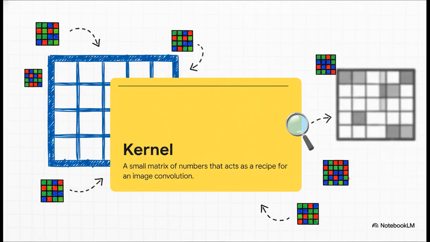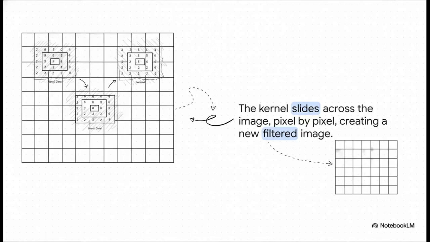It's something called a kernel. And a kernel is just a tiny little grid of numbers, usually a 3x3 grid. It acts like a blueprint. It tells the computer the exact importance, or you could say the weight, to give to each neighboring pixel when it's creating that new blended one. You can kind of picture it like this.